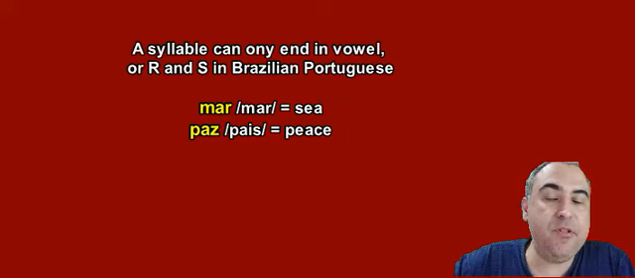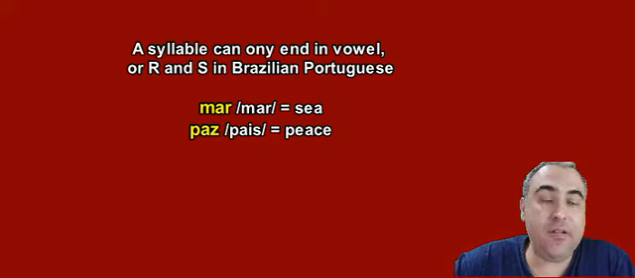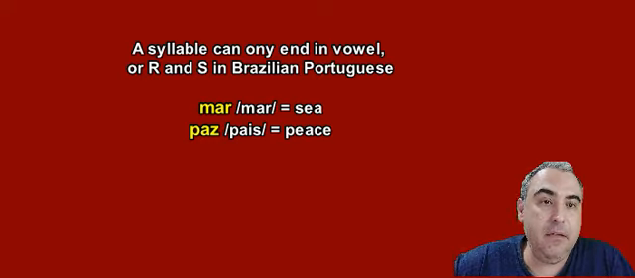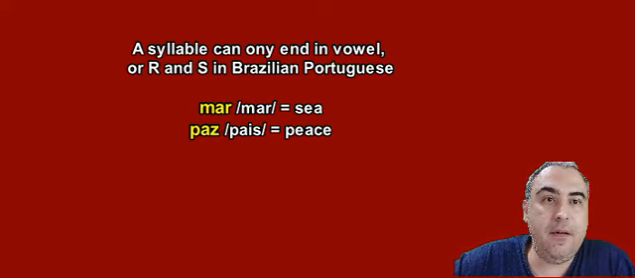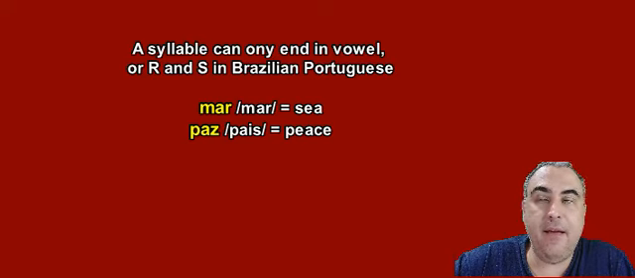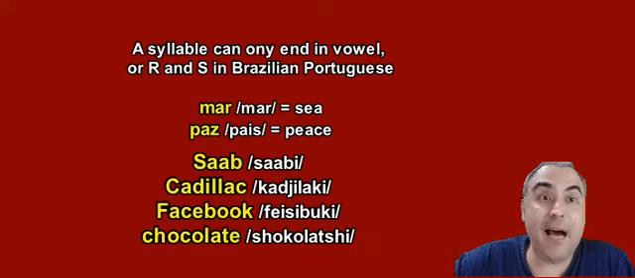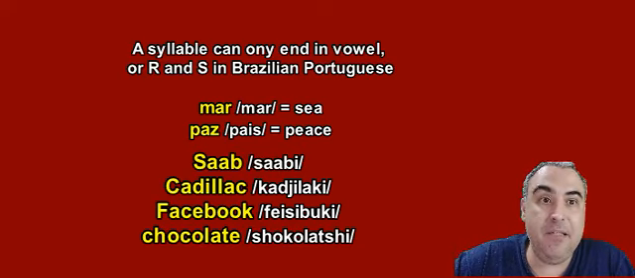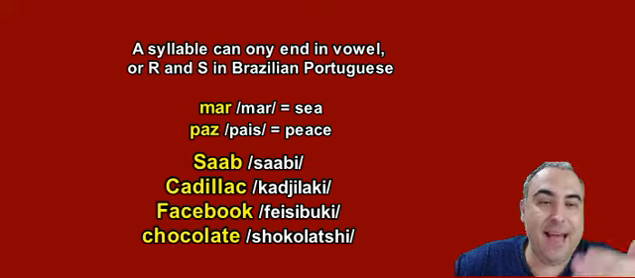Okay, syllables in Brazilian Portuguese can only end in a vowel, or if they do end in a consonant, it can only be S and R. So a word like mar, or paz. But when a foreign word has to be imported into Portuguese, where the word ends in a B, like let's say Saab, the old Swedish car maker, people would say Saab. They add the E sound to the end.